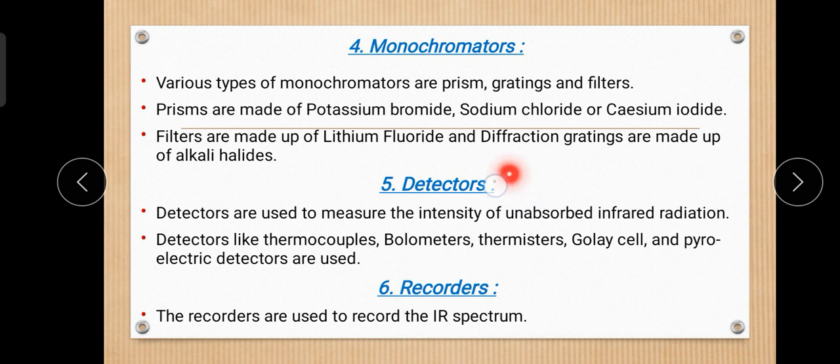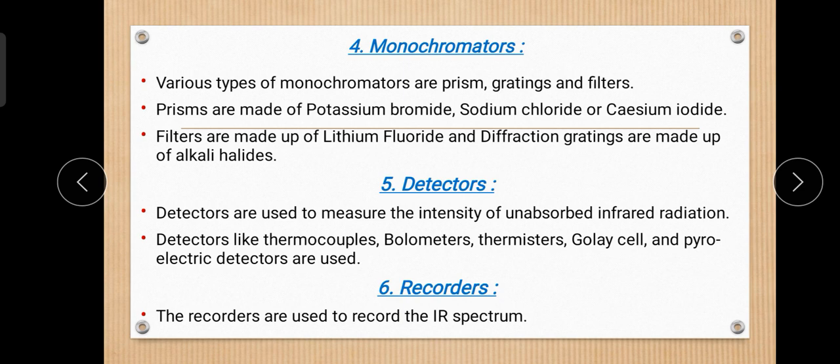Now the next part is the detector, that means the part which is used for the detection of the signal from the monochromators. Detectors are used to measure the intensity of unabsorbed infrared radiation. That means it is used to detect the intensity of the radiation, and after detection we get the proper signal. Detectors like thermocouples, bolometers, thermistors, Golay cell and pyroelectric detectors are used. That means in an IR spectrophotometer generally different detectors are used.